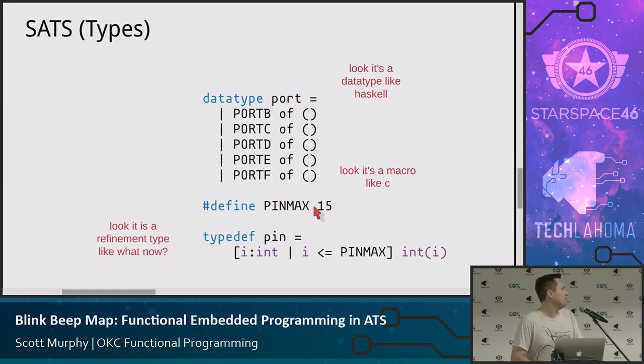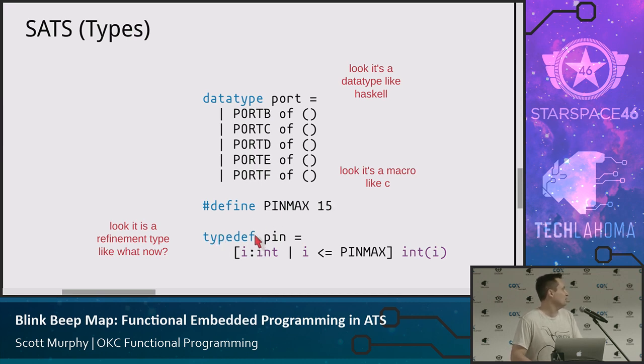Pound define, pin max 15. Yeah, because, I don't know, people who know something about C just can't get away from these macros. So we're going to bring macros back. You use them a lot less than you do in C, but they are still used.